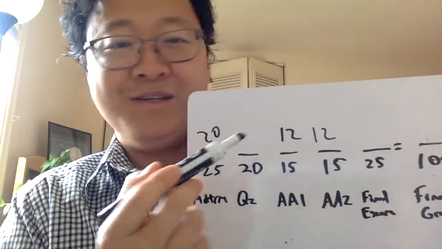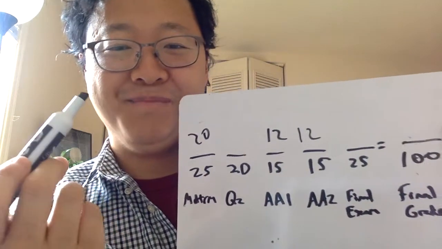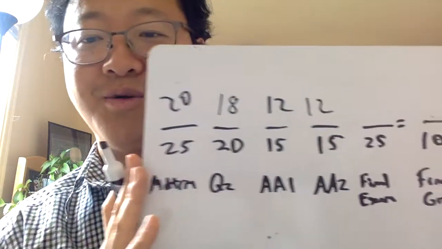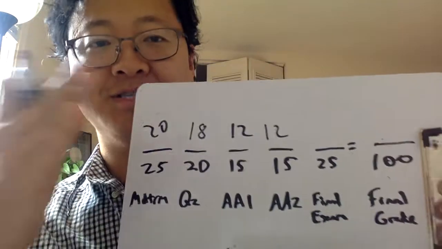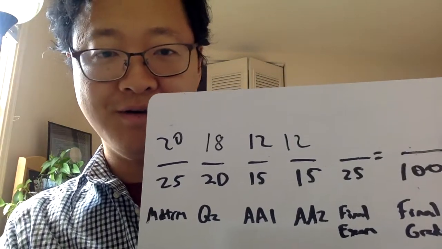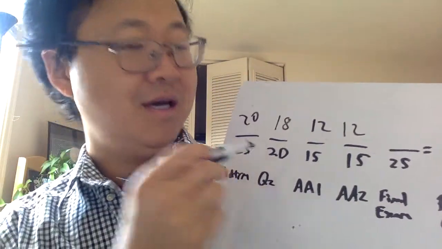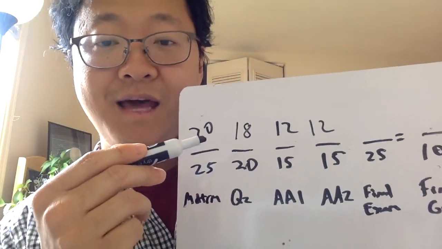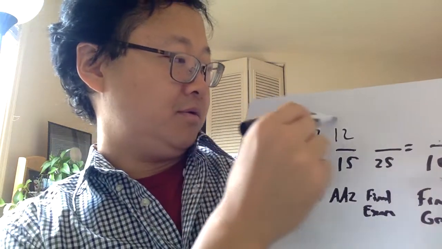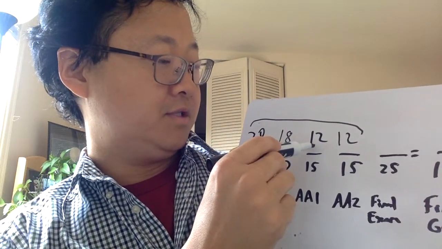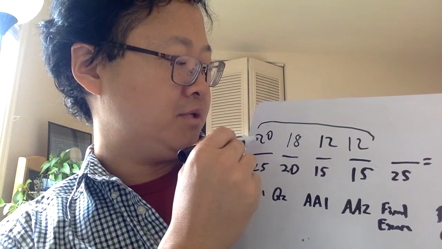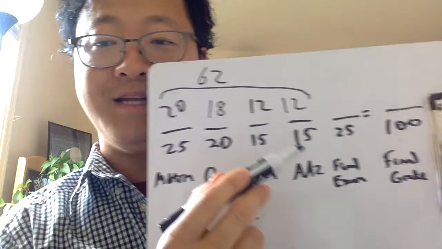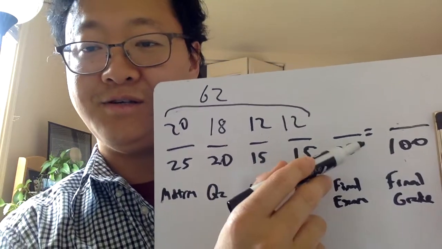I'll just do one example to help you all out. Let's say you got 18 out of 20 on your quizzes when they're all combined. So you take all your quizzes, drop the 2 lowest, find their average, and then make that out of 20. That's what's going to go in here. These add up to, let's see, 18 plus 12 is 30, plus 20 is 50, plus 12 is 62. Now you know what you need to get on your final exam to get certain grades for your final grade.